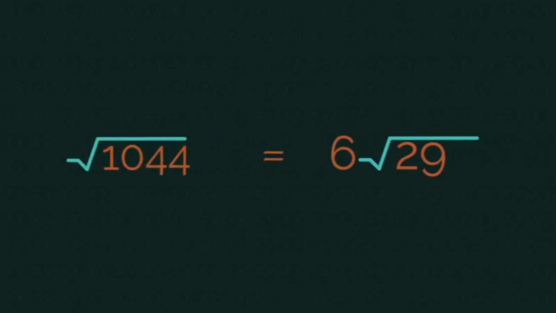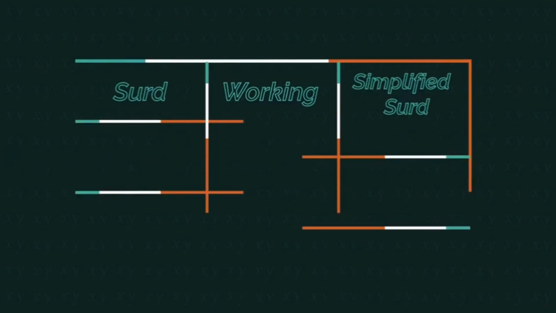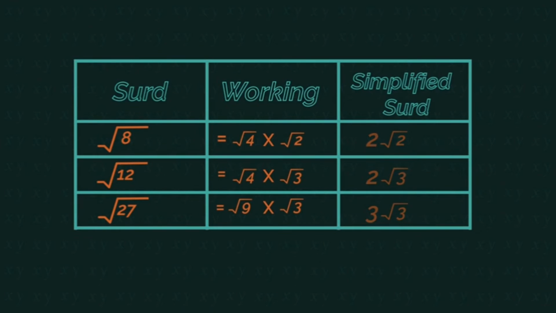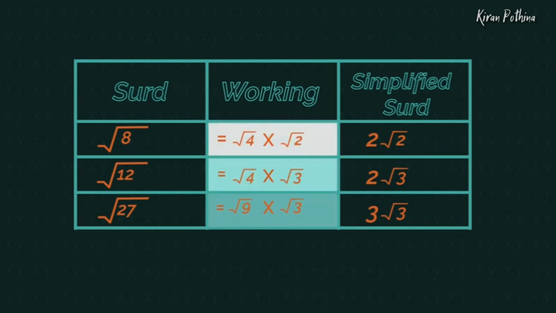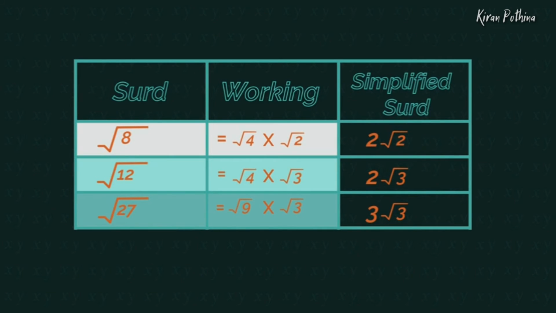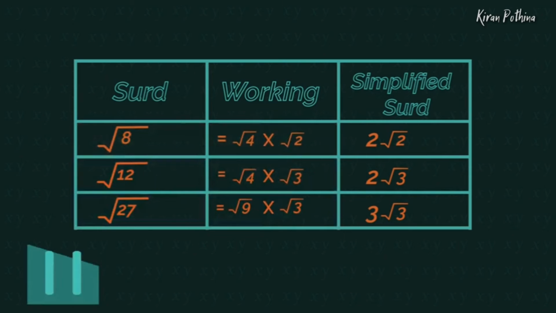Let's have a look at simplifying surds. 6 root 29 is the simplified version of square root 1044. But we'll start with much simpler examples. Have a look at these simplified surds. How have they been simplified? Can you spot what is happening in the working column? How the working connects to the original surd? Pause the video, have a think, and click play when you're ready.